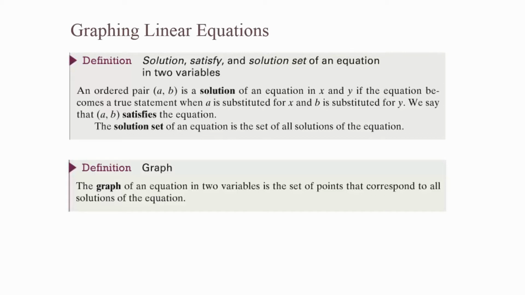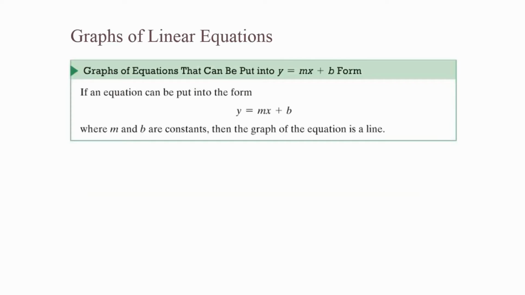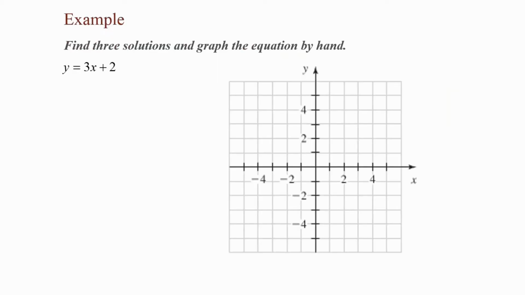If an equation can be put into the form of y equals mx plus b, where m and b are constants, then the graph of the equation is a line. M will be your slope, b is your y-intercept, and all points on the line can be substituted in for x and y. For this example, we want to find 3 solutions and graph the equation y equals 3x plus 2.